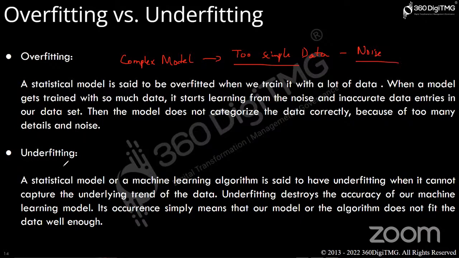But in the underfitting case, the model is simple and the data is complex. So here we'll not be able to capture the intricacies of this data. Training error will be high, or we can say bias will be higher in this case. So to get a good model, we want both our bias and variance to be low.